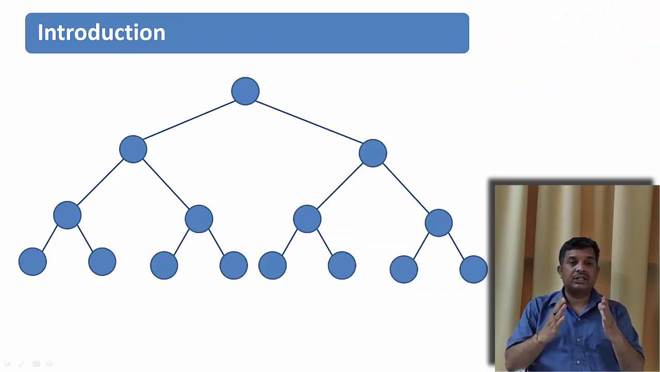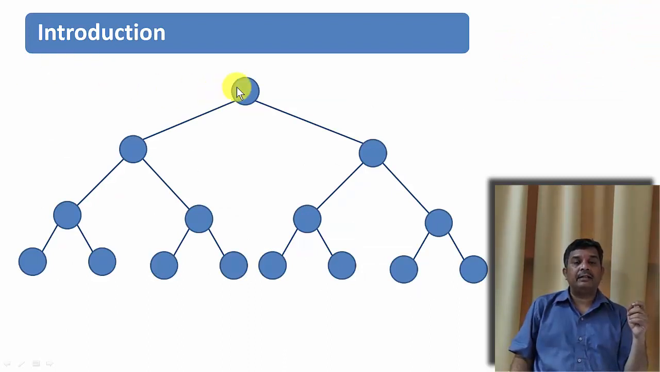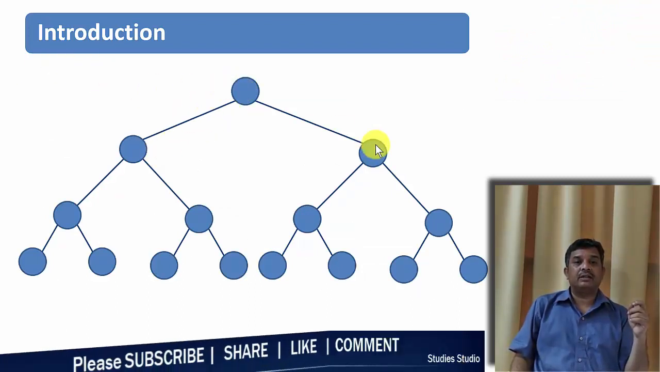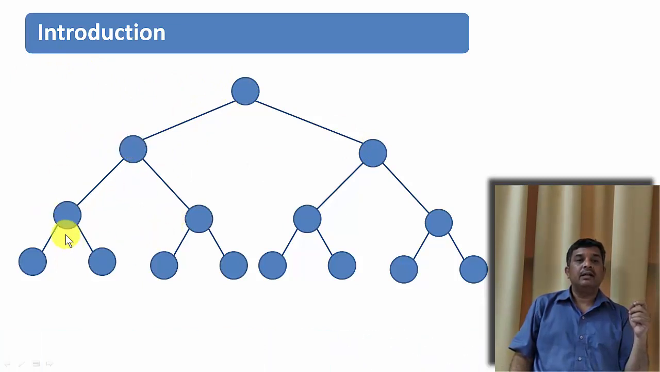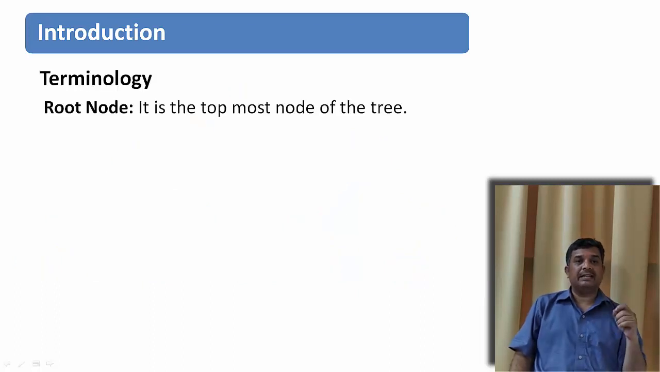Your family relationship, like your grandfather, the grandfather having children, now your father having children, and you may be getting married someday and you will be having children. Such kind of relationship I can represent with the help of a tree. So let us go to the basic definitions.